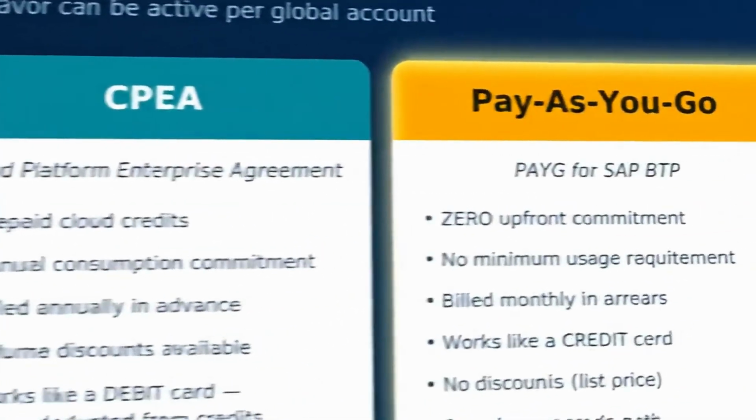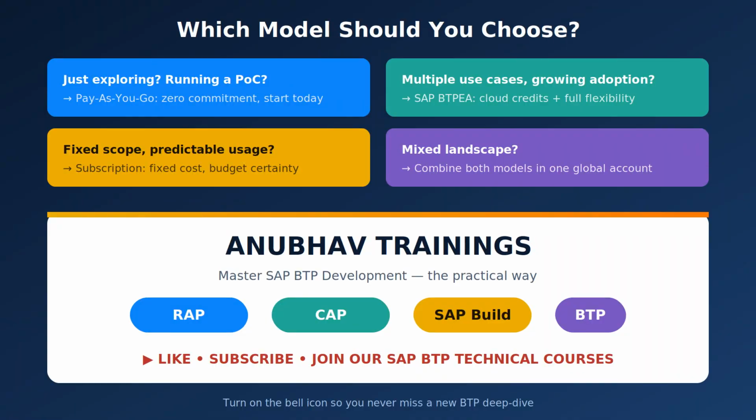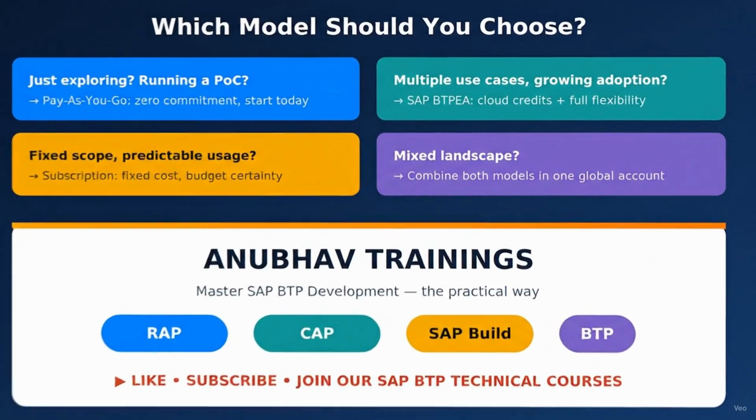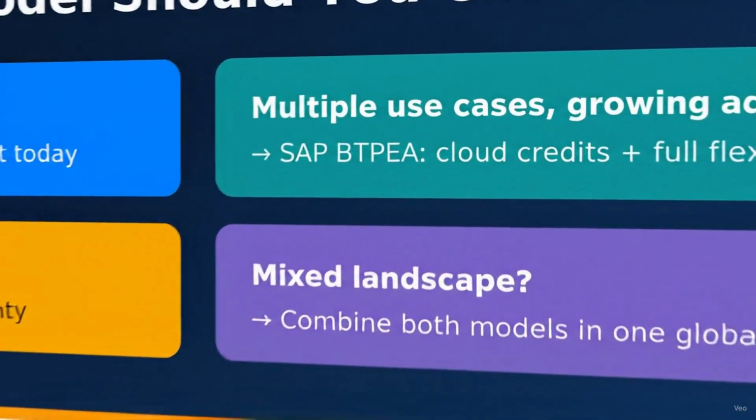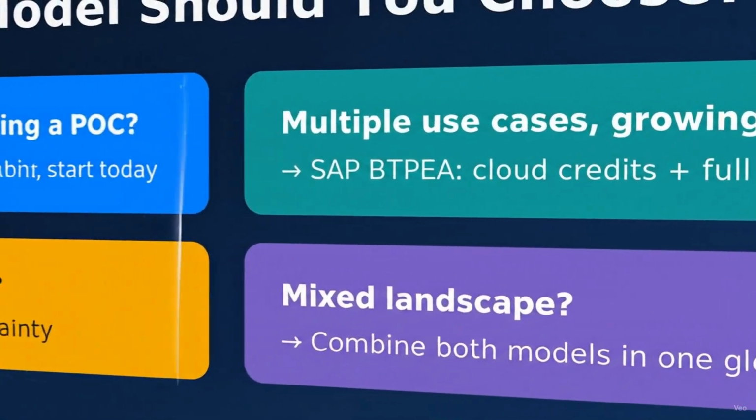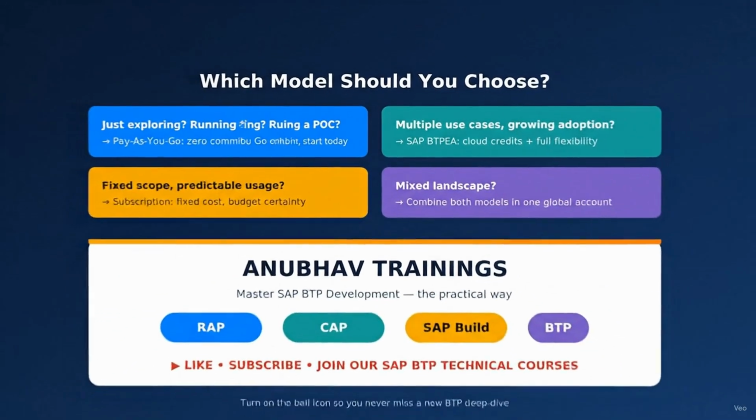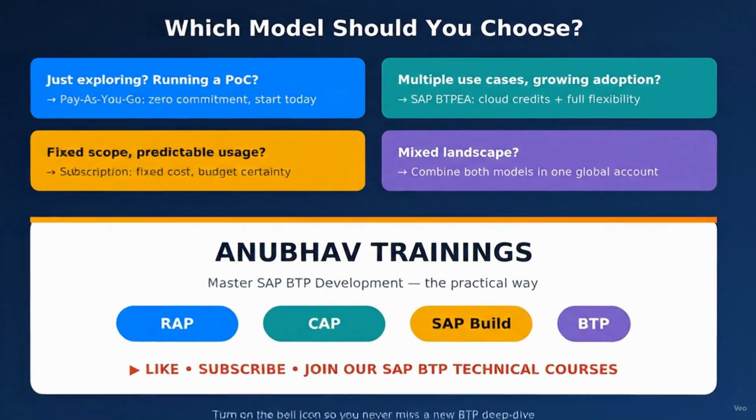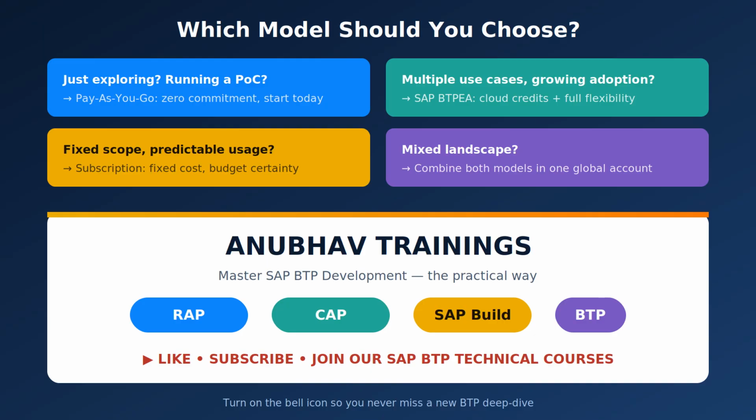So, quick decision framework. Exploring or running a POC. Start with Pay-As-You-Go. Scaling across multiple use cases. Move to SAP BTPEA. Fixed, well-known scope. Lock in a subscription. Complex landscape. Mix both models. And always validate service availability and pricing in the SAP Discovery Center before you commit. That's the complete picture of SAP BTP Commercial Models, straight from an architect's playbook.